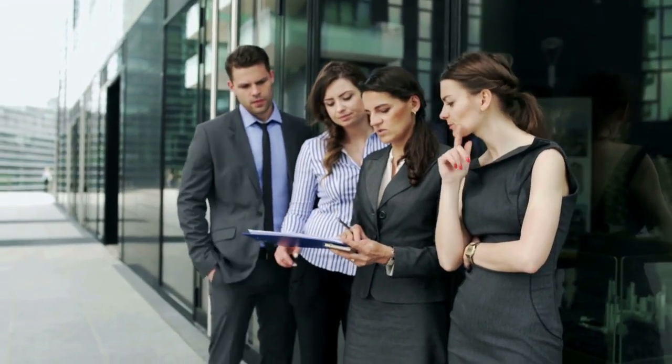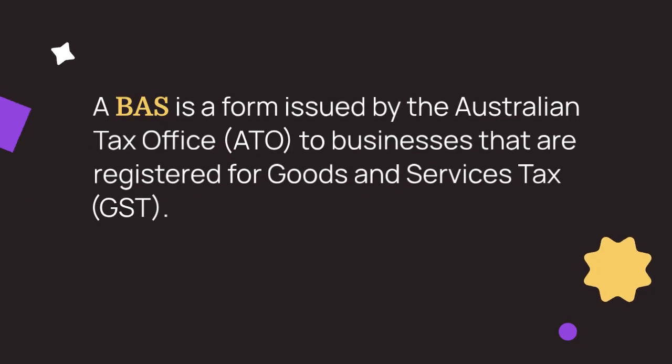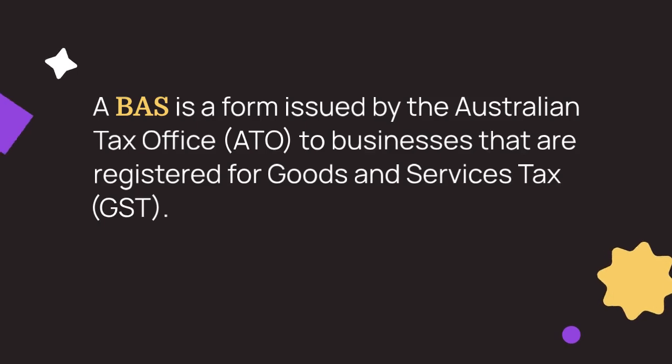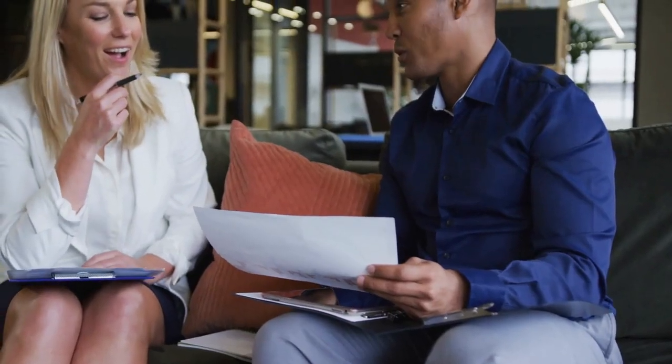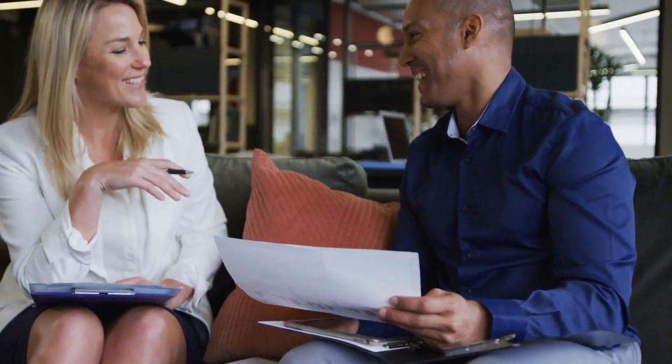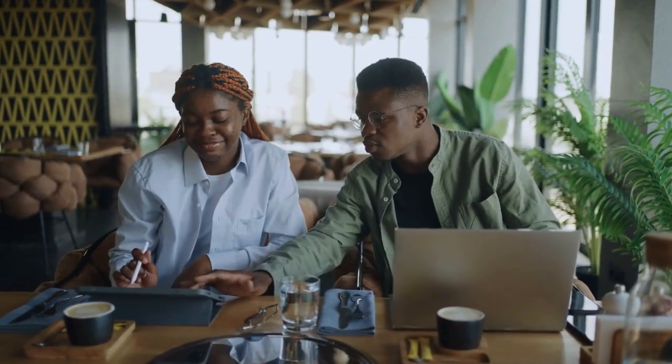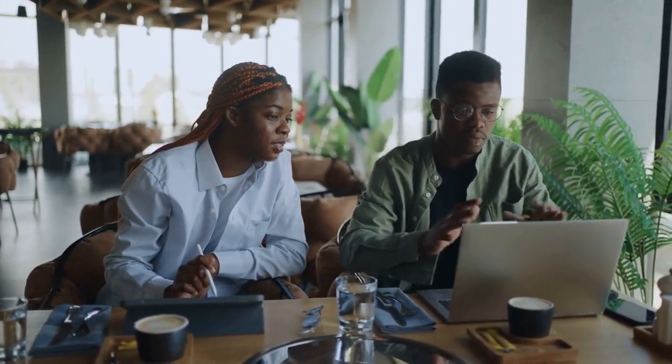All right. So all these businesses are collecting this GST. What happens next? Well, that's where the BAS comes in, the business activity statement. This is the document that businesses use to report their GST obligations to the ATO, the Australian Taxation Office. Essentially, every quarter, businesses need to file this statement showing how much GST they've collected from their customers and also claiming any credits for the GST that they've paid on their own supplies.